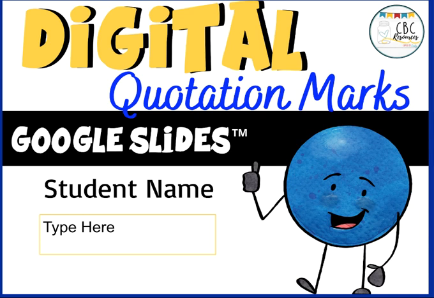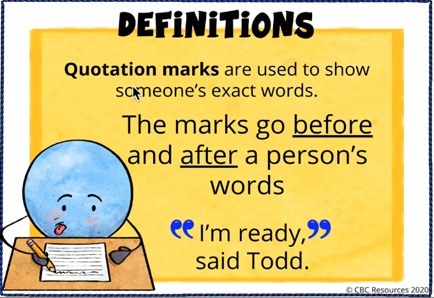So let's talk about some of the do's and don'ts of quotation marks. A quotation mark is used when someone is talking to show their exact words. The marks go before, like this, and after a person's words. So for example, Todd down here is our talker, and he says, "I'm ready." We put quotation marks in front of "I'm" and after "ready." "I'm ready," said Todd.